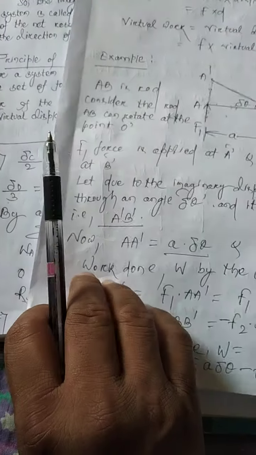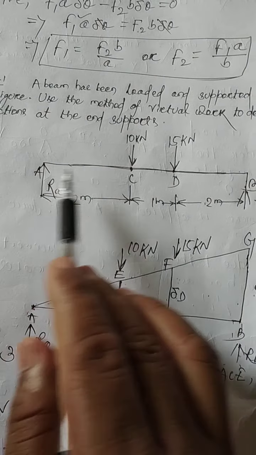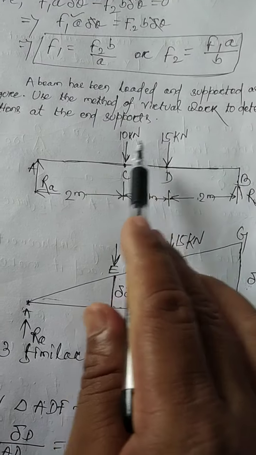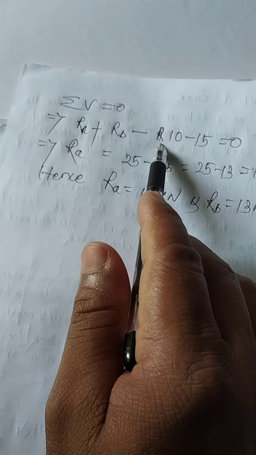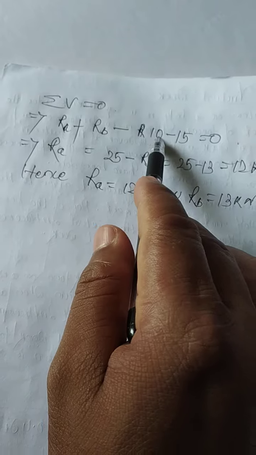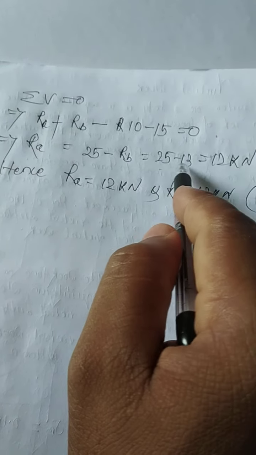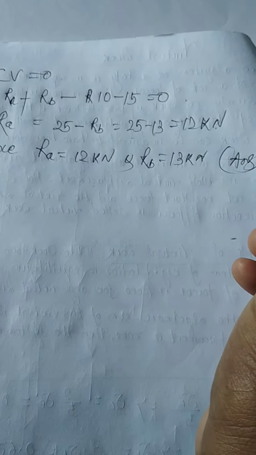Now by putting the equilibrium condition, that is sum of all vertical forces is equal to 0. Look into this diagram. Here all the upward vertical forces will balance all the downward forces. So we can write RA plus RB minus 10 minus 15 is equal to 0. So RA is equal to 25 minus RB. So 25 minus 13 is equal to 12 kilonewton. Hence RA is equal to 12 kilonewton and RB is equal to 13 kilonewton.